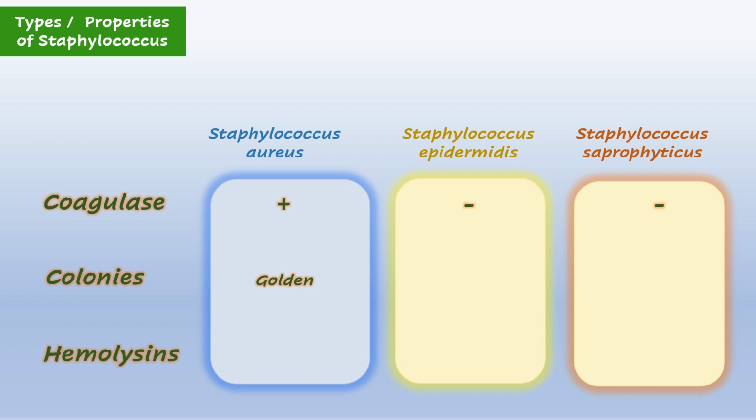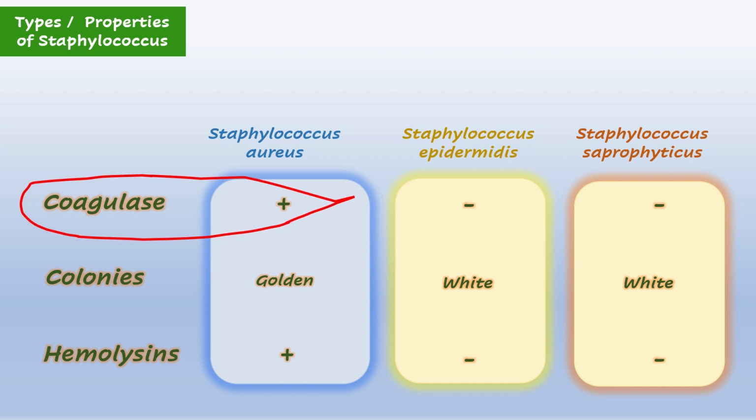Staphylococcus epidermidis does not synthesize this pigment and produces white colonies. Staphylococcus saprophyticus also does not synthesize this pigment and produces white colonies. Staphylococcus aureus produces hemolysin, whereas Staphylococcus epidermidis and Staphylococcus saprophyticus do not. And it is already mentioned in the case that the organism is coagulase positive. So, according to the presented case, the organism must be Staphylococcus aureus.